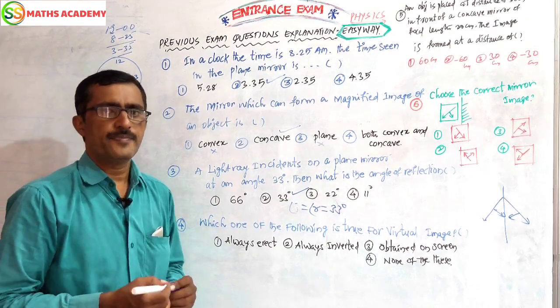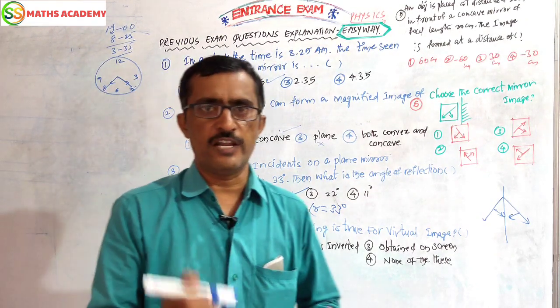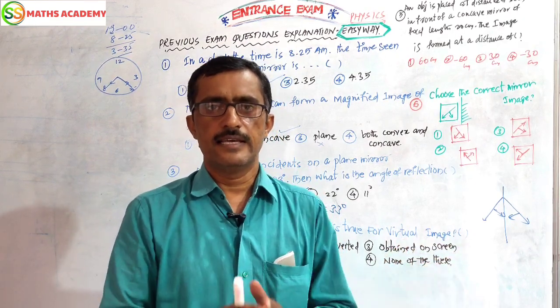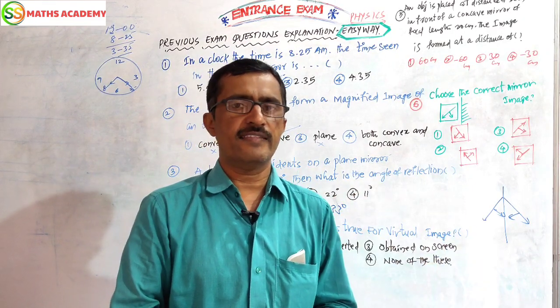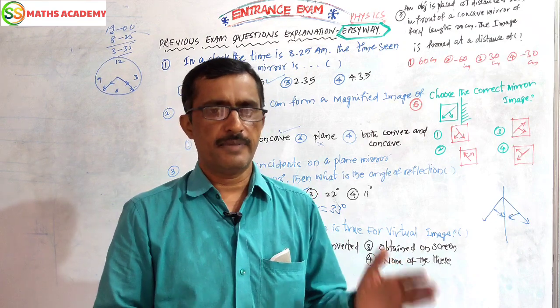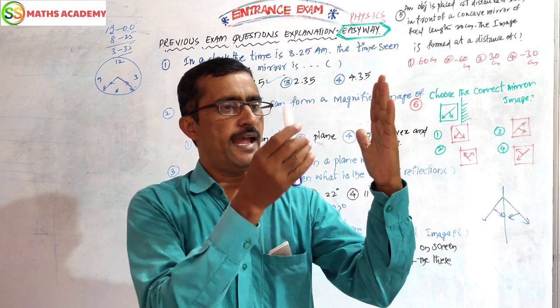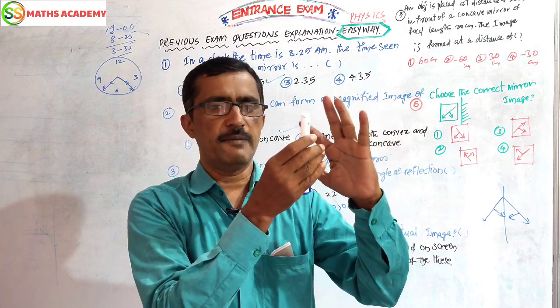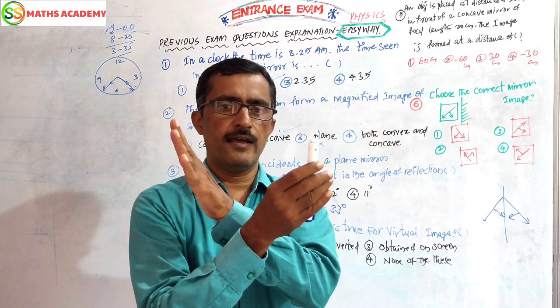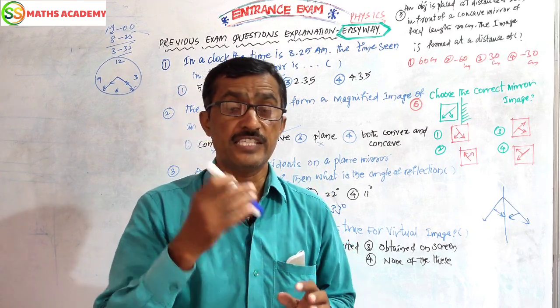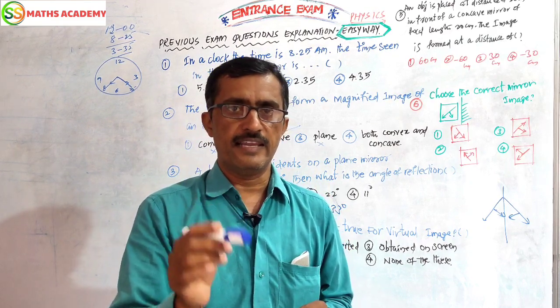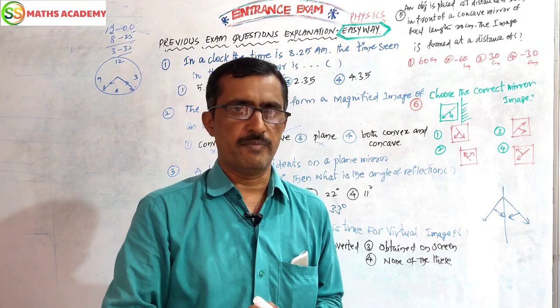So actually, what is the meaning of virtual image? Virtual image means the image which cannot be caught on the screen is called virtual image. Best example, plane mirror. You take a plane mirror and put one object. The image of the object cannot be formed on the screen. So the image formed by the plane mirror is the best example of the virtual image.